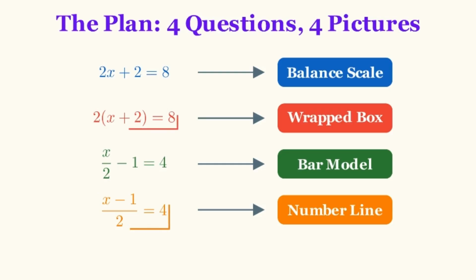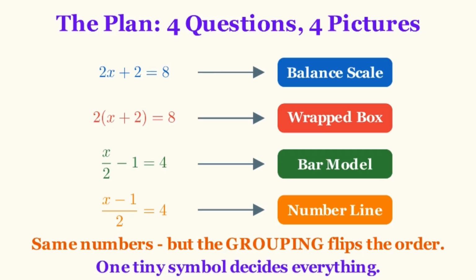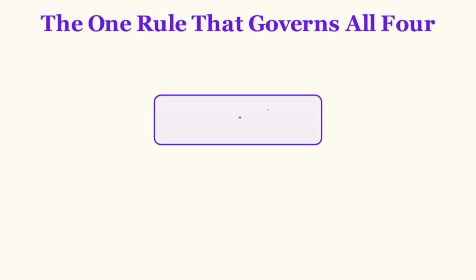Here's the strange part. Each pair uses the exact same numbers, and yet each pair is solved in the opposite order. The reason is right here. These parentheses and this fraction bar. One tiny symbol decides everything. So here's the single rule that controls all four.